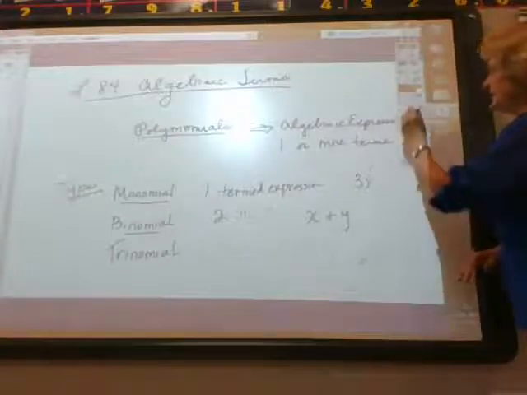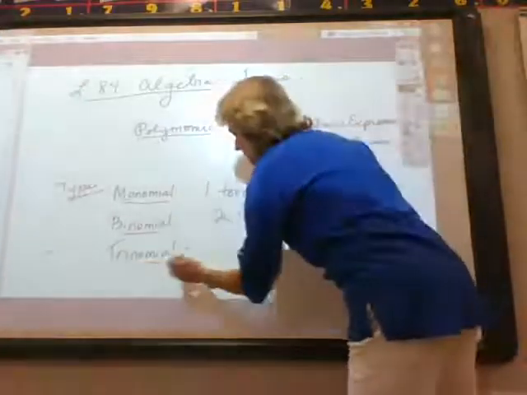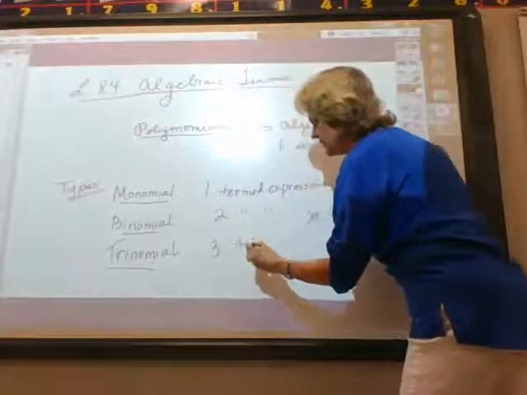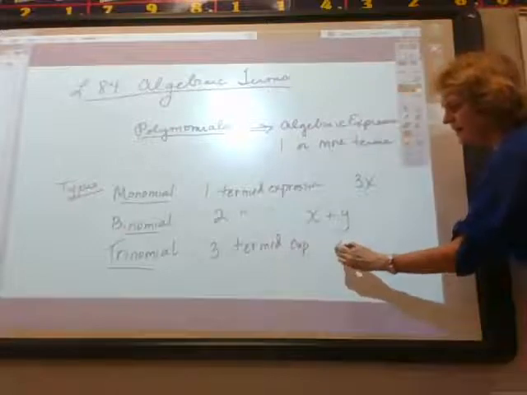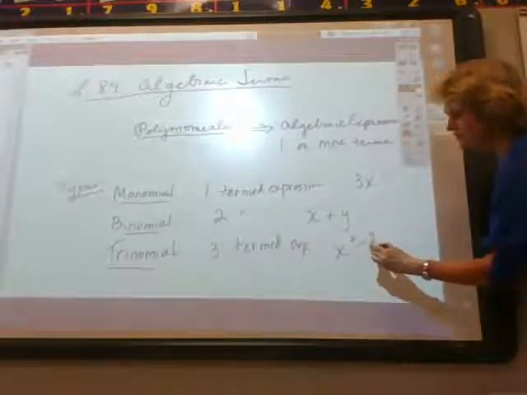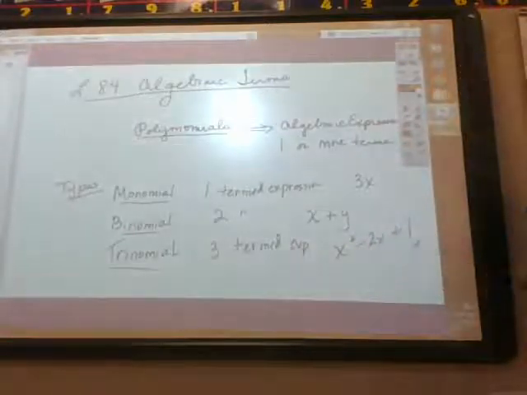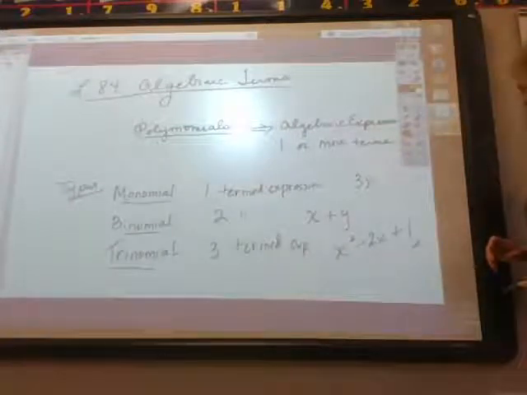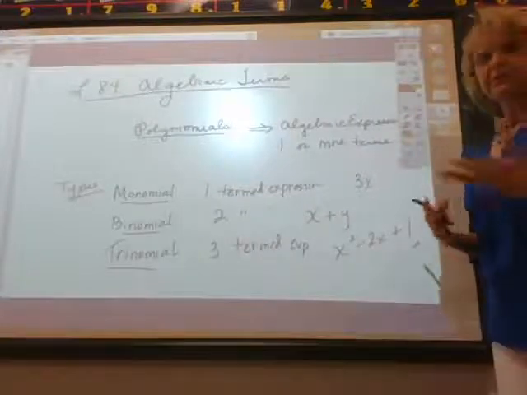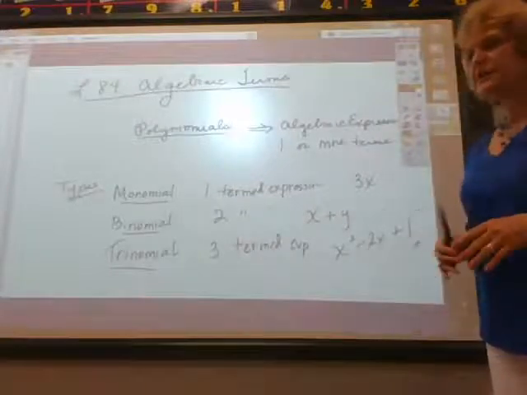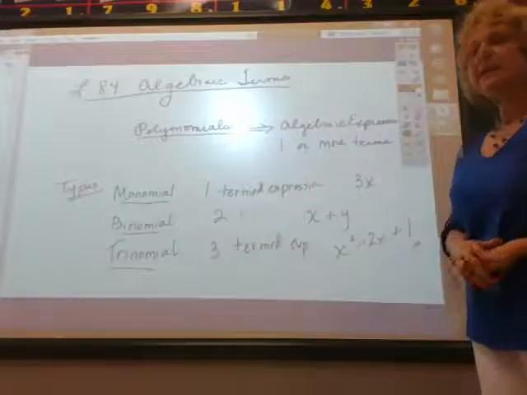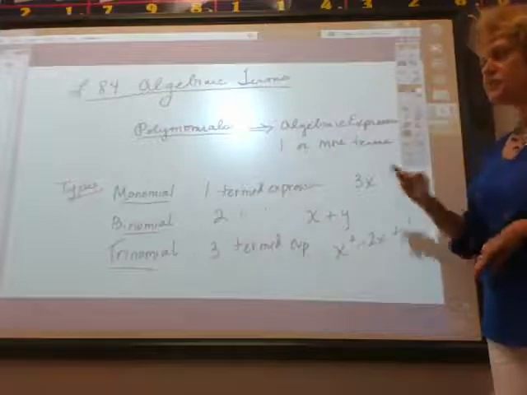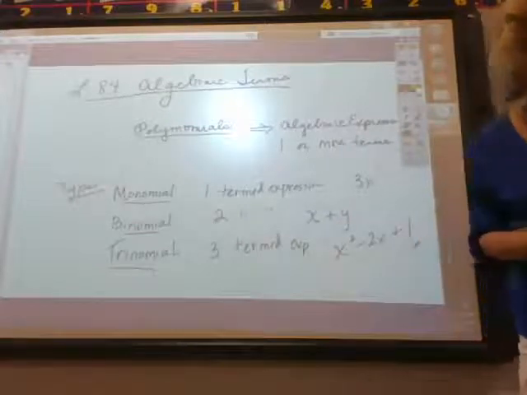All right, and then you also have trinomials, right? A 3-termed expression. All right, like x squared minus 2x plus 1. 3 different terms. Nothing's like. All right. Now there are, of course, 4-term, 5-term. We don't have names for those. We're just going to talk right now about monomials, binomials, trinomials, and we know that there are more, but these are the names that I'm interested in you knowing right now.